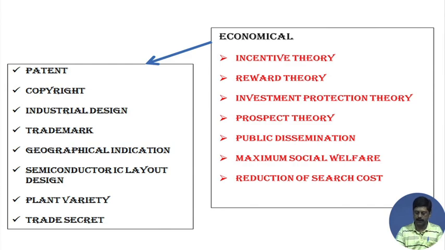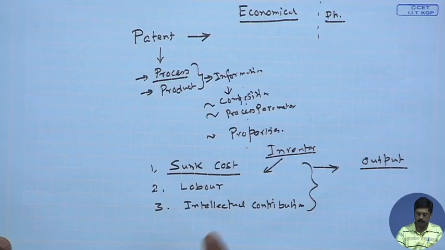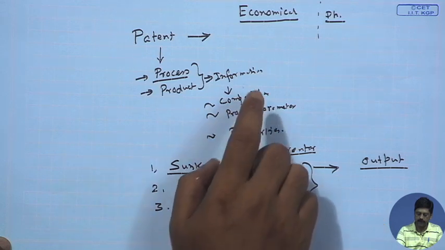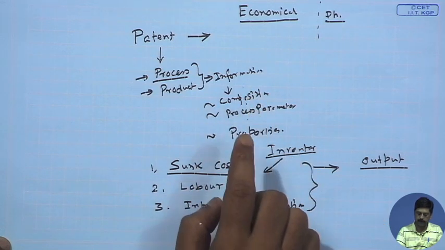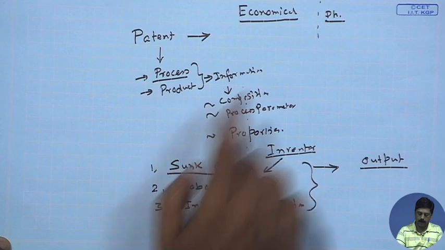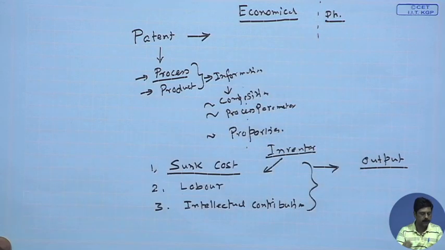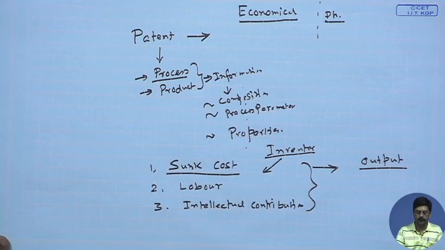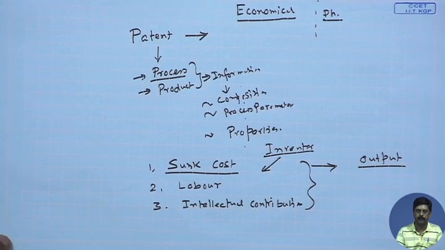Okay, you understand that sunk cost, labor, and intellectual contribution of the inventors is the input provided by the inventors, and based on that, output is coming in the form of composition, process, parameter, properties. All are per se having the characteristic of an information good. So sometimes you know there is a model called the Pigouvian taxation model. They are telling that you should put up some charge.